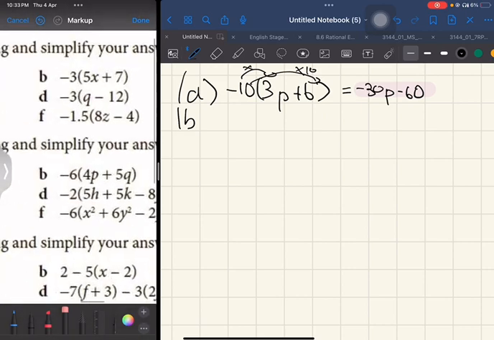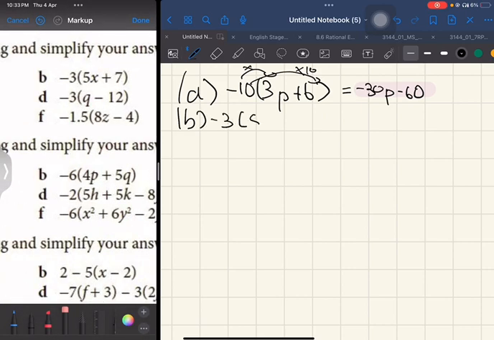Alright, now for question 1b: -3(5x + 7). Same thing, distribution method, okay? So -3 times 5x, you'll get -15x. Same thing, because this is the negative and this is the positive, so positive times negative is negative. Then -3 times +7, you're going to get -21. And you still can't simplify this, so this is the final answer for question 1b.